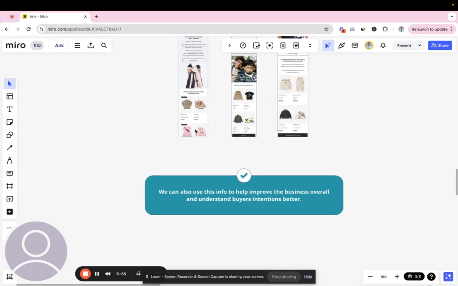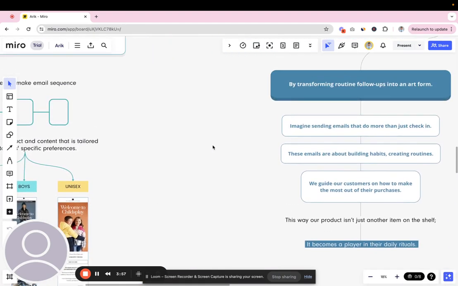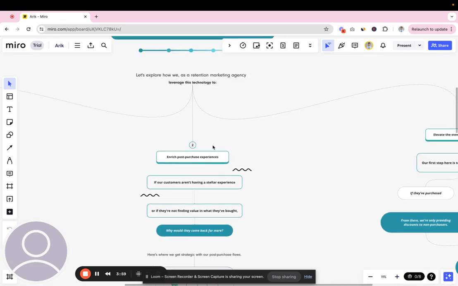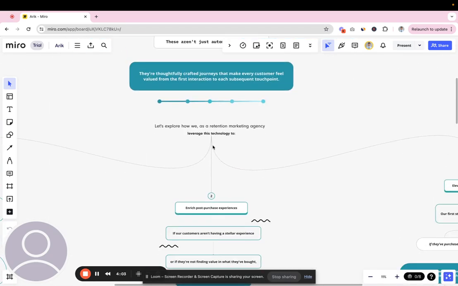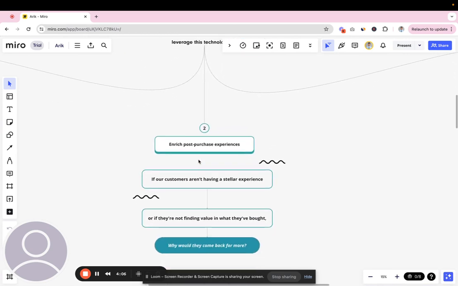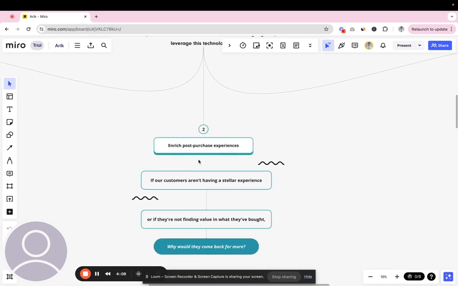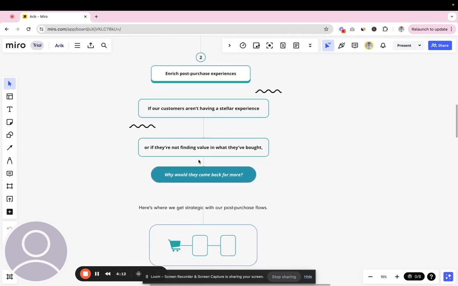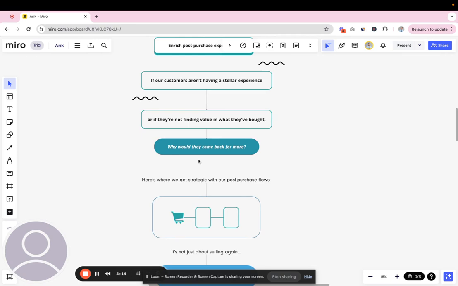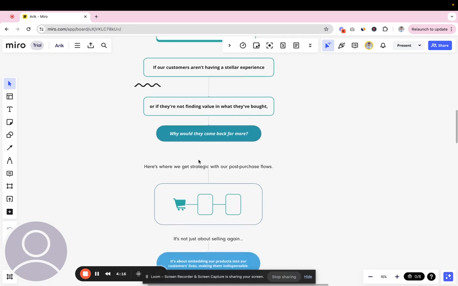Okay, the second one, let me just scroll up here, is making post purchase experiences enriching. If our customers aren't having a stellar post purchase experience, or if they're not finding value in what they've bought, why would they come back and buy again?